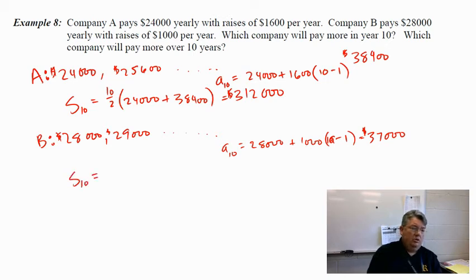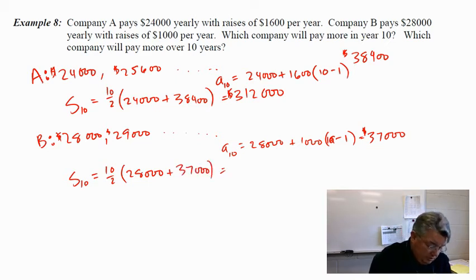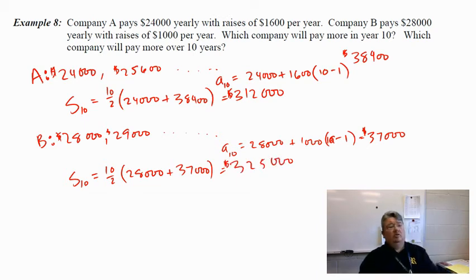So what do they pay total? Well, it's going to be 10 over 2 times 28,000 plus the last year, 37,000. That gives me a total package of $325,000. Interesting. So company B pays less in the 10th year, but pays more on the total compensation, like $13,000 more.